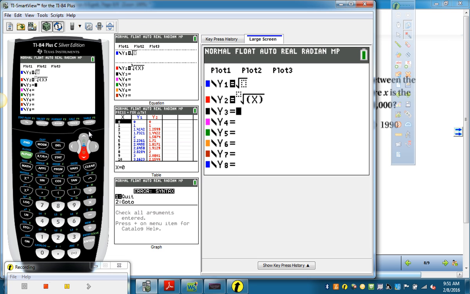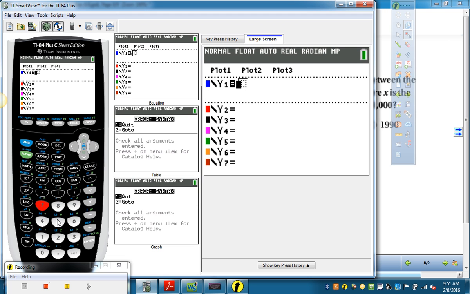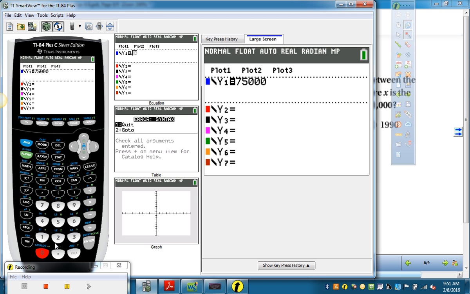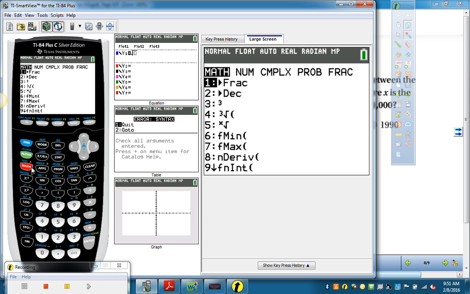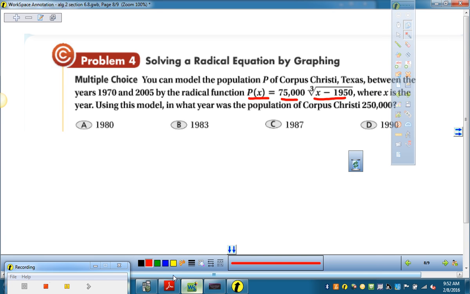Now, our window is going to be the part we have to be careful about on this. So it was 75,000 times the cube root. How do I get cube root? Math, and then what? Which is 4. Cube root of, does anybody remember what it was? X minus 1950. Okay.